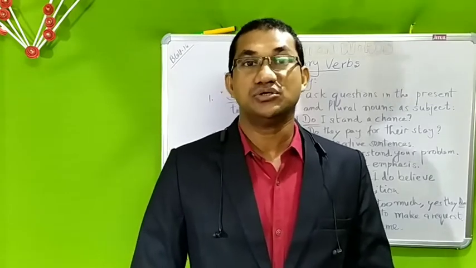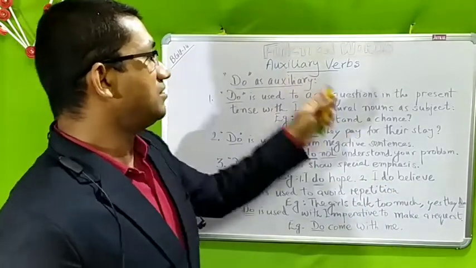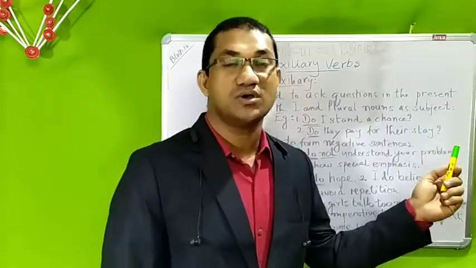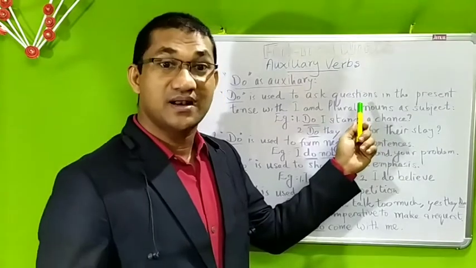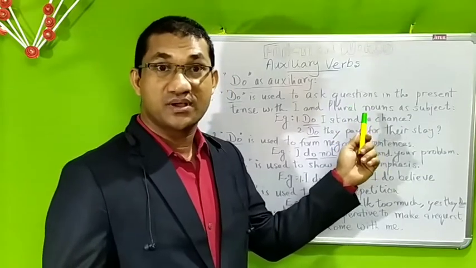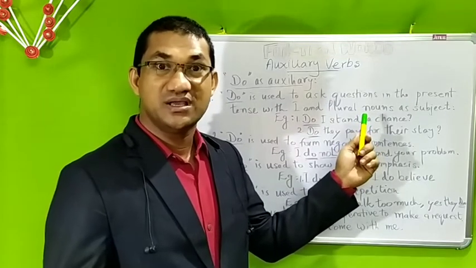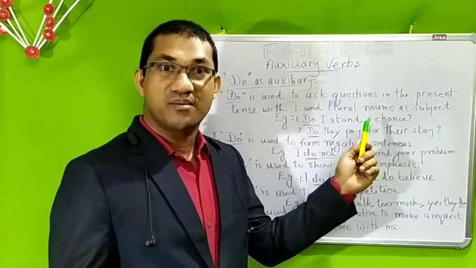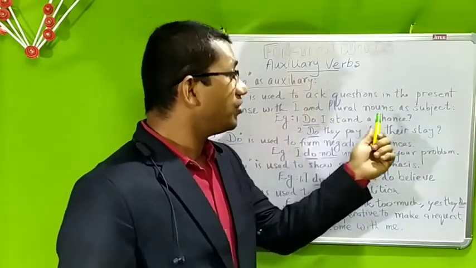All right, so the first use of do is to ask questions in the present tense with I and plural nouns as subject. It's very easy to understand. Do is used to ask questions, like, do they pay for their stay? Do they know that the incident occurred? Do they come and visit you? So, do is used to ask questions in the present tense with I and plural nouns as subject.